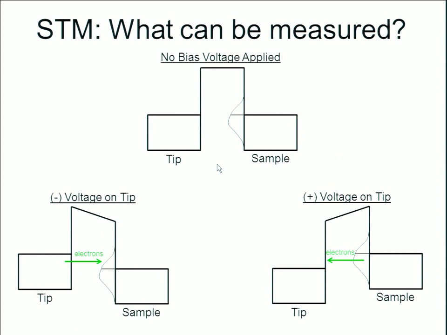We see if no bias is applied, then the relative energy levels are as such. If we put a bias on the tip, let's say a negative bias, we can actually help electrons to tunnel from the tip to the sample. You can see this downward slant showing you that the energy levels have been lowered. If you put a positive bias on the tip, then electrons will tend to tunnel into the tip from the sample. And these two things we can have occur back and forth and measure those changes.